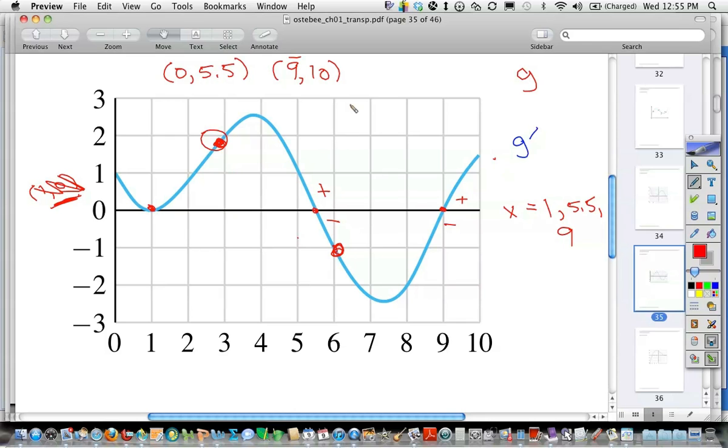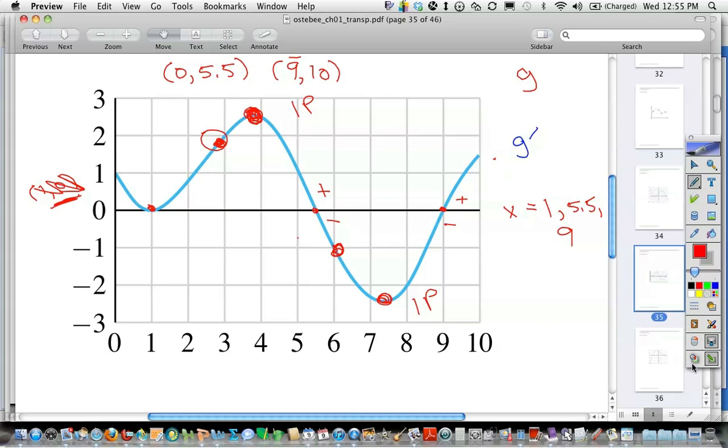32, G prime has a local max point at 3.8, right there. It has a local min at 7.4. What does this say about G? Those are inflection points, and that's over here. If G prime switches from increasing to decreasing, which is what happens, G prime here is increasing then decreasing, then increasing, that's when we switch on G from concave up to concave down, vice versa. So we have inflection points. Now, it's misleading. These aren't inflection points on this graph, but on the G graph, they would be inflection points. Okay? 33, we're going to come back to.